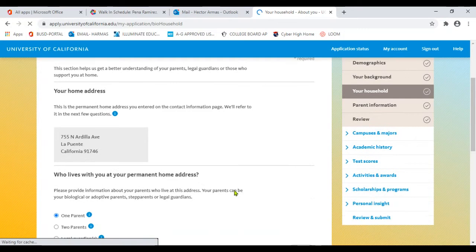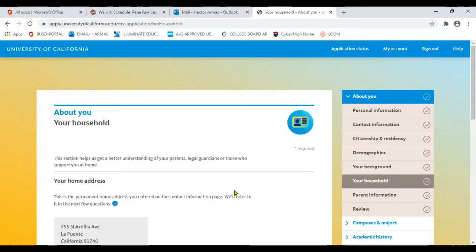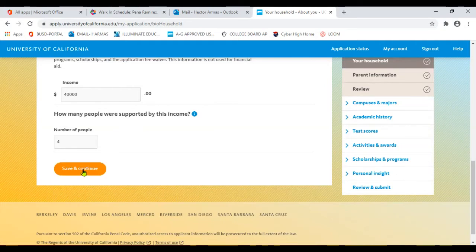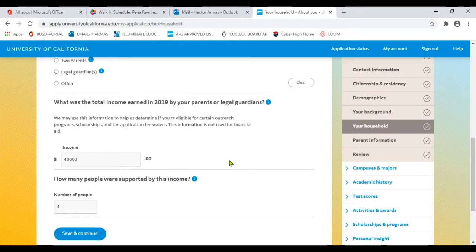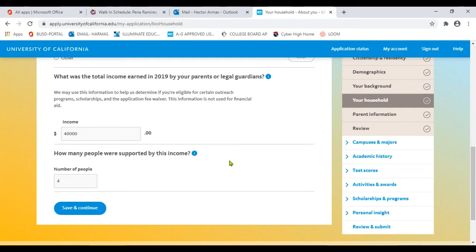Okay, and then it just basically takes me to here. So here, stop right there, Mr. Armis. Right here, students, is where you report your parents' income. It's going to be where you see household, and then here is your parents' income for 2019, and then the number of people. This information is critical because it will determine your eligibility for a fee waiver. And I'd just like to add that when you write down the amounts here, please make sure that you consult with your parents to make sure that the income reported is the accurate income.